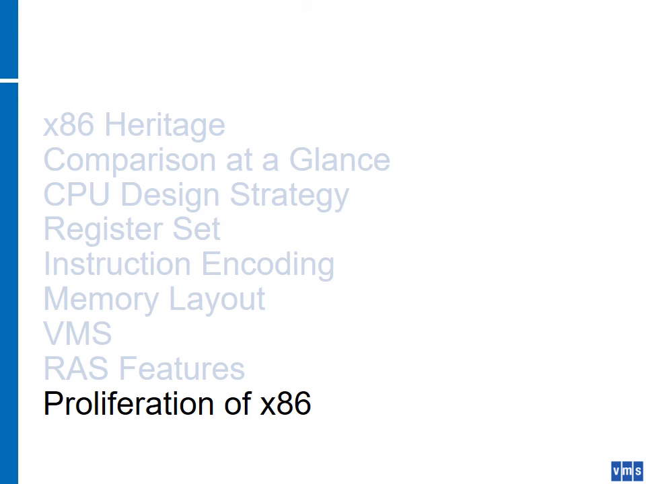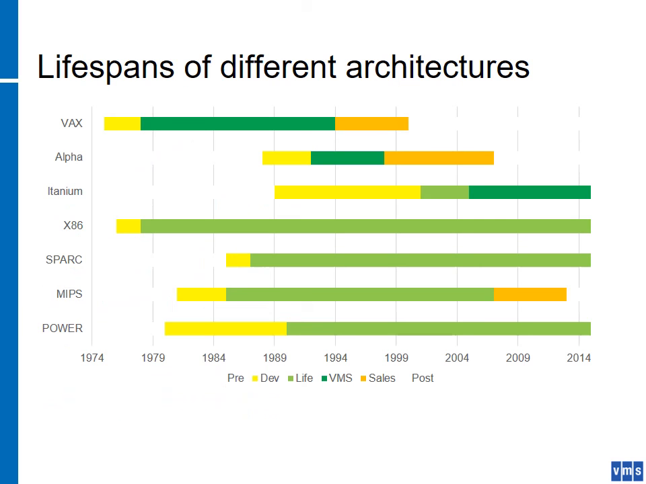So finally, I want to have a look at the proliferation of x86. Why has this chip survived for so long? In this slide, I've attempted to show the lifespans of different architectures. The yellow bars are where the architecture was in development. The light green bars are where the architecture is available, still being actively developed, and VMS does not run on it. Dark green is the same thing, but VMS does run on it, and the orange bar is where the architecture is no longer being actively developed, but you can still buy the last generation of chips from the vendor.